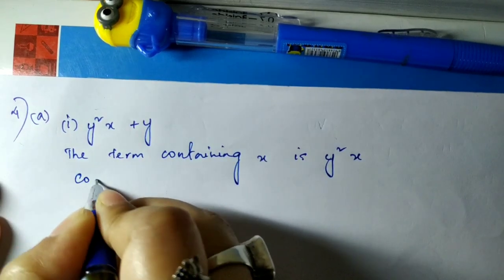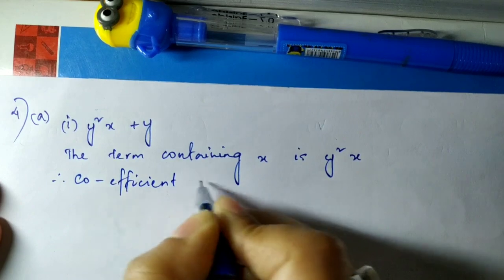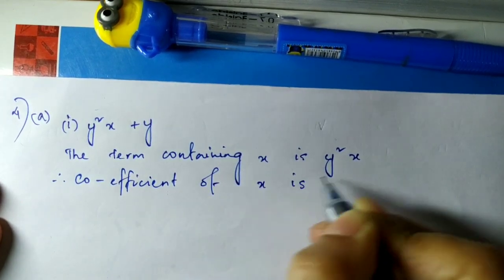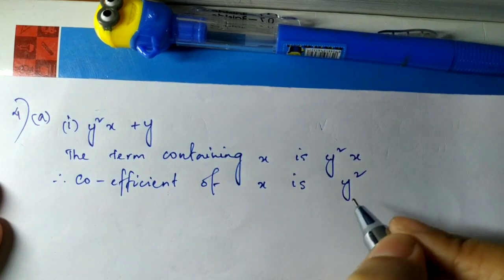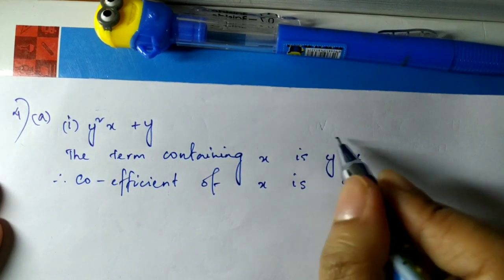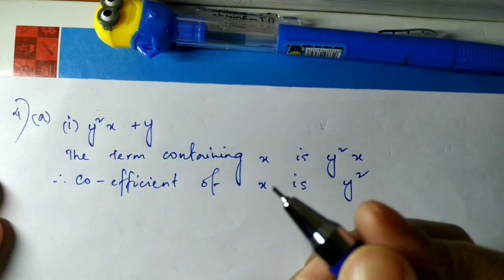Coefficient, therefore the coefficient of x is how much? What is attached with x is y square. Just this one, not the numerical coefficient. So what is the coefficient of x? Y square. Just this way you have to do. Okay, I'll show you the last sum of this also.